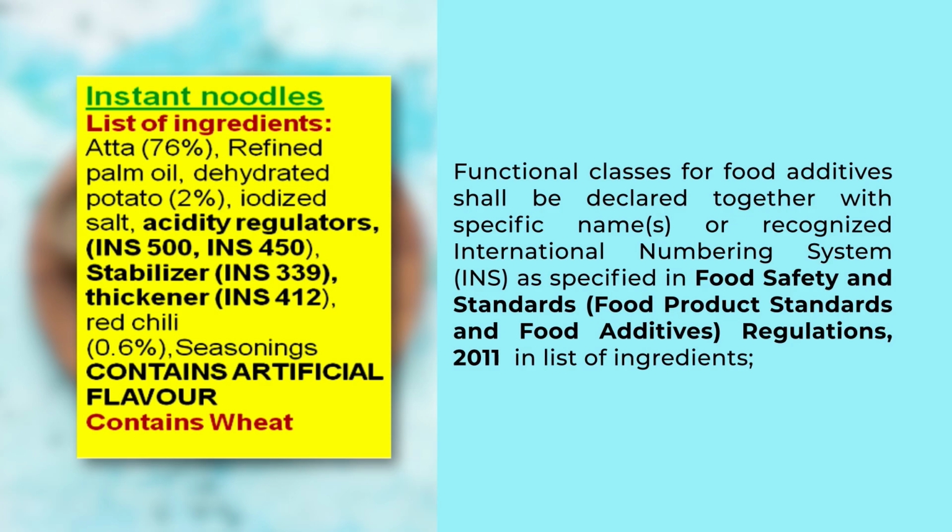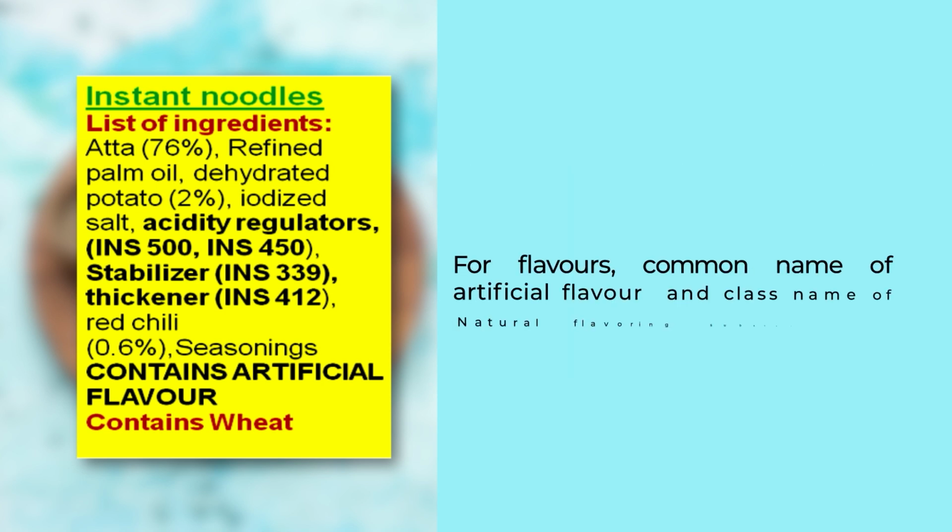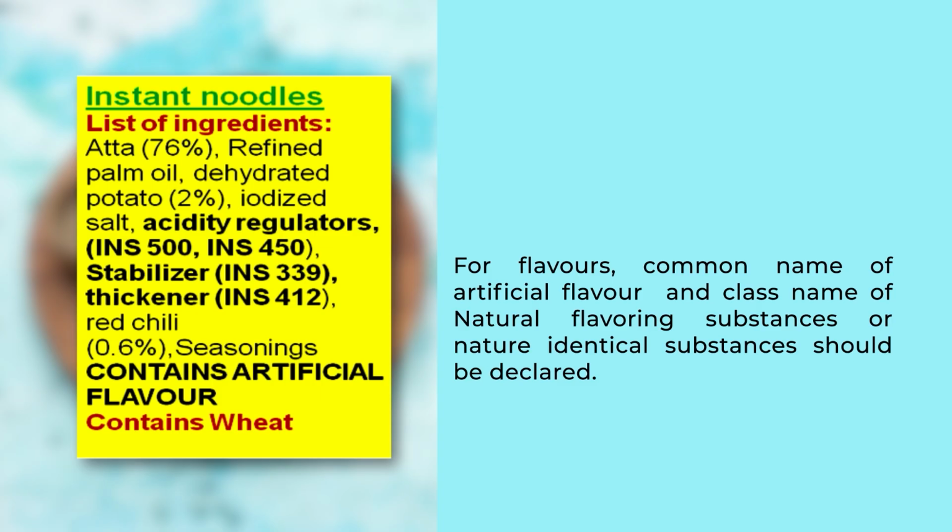So, here in the example of that label, you can see that list of ingredients contain the acidity regulators, and within bracket the INS 500, INS 450 are mentioned. So, these are the INS number for the specific additive, the acidity regulator. Then there is mention of stabilizer, thickener, etc. So, for flavors, if you are using flavors, for artificial flavor, common name should be used, and for the natural flavoring substances or nature identical substances, the class name of that natural flavoring substances should be used in the label, and it has to be mentioned in the capital letters like it contains artificial flavor.